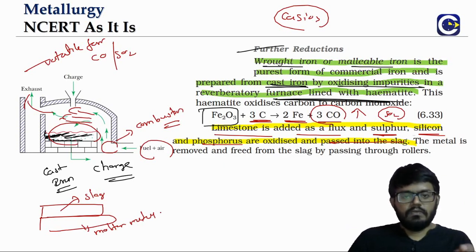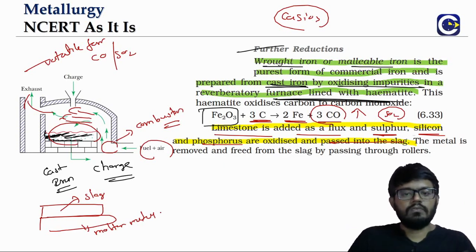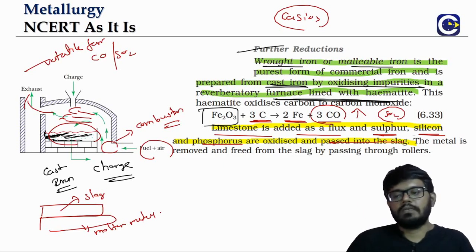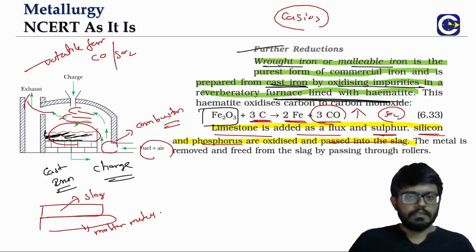And once we take out the slag, here also the slag can be used. It's not like we will just leave the slag. Here also the volatile gases can be further processed and used. So every time we talk about an industrial process, we want to reuse whatever is coming to us. So this is how we will be able to get the purest commercial form, which is the wrought iron or malleable iron. This will have significantly low carbon content.